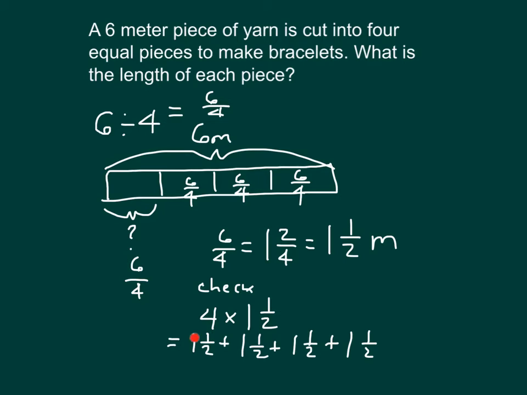Looking at the whole numbers, that's 1 plus 1 plus 1 plus 1, which is 4. And then we have a half plus a half, which would be a whole, and a half plus another half, which would be another whole. So that's 4 plus 2, which does equal 6 meters. So the length of each piece is 1.5 meters, and I've also checked my work and used a tape diagram to help solve this problem.